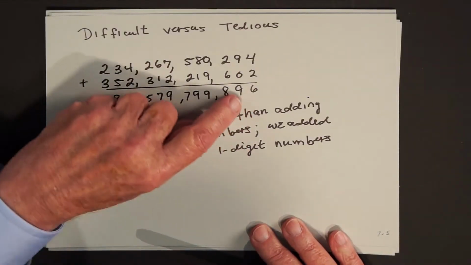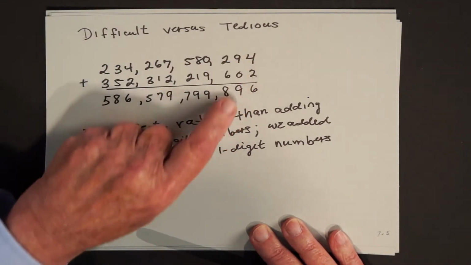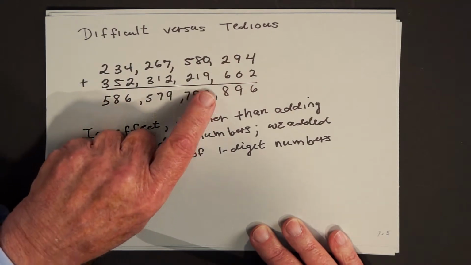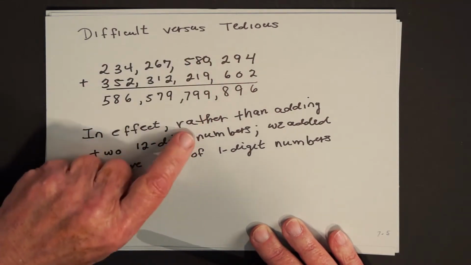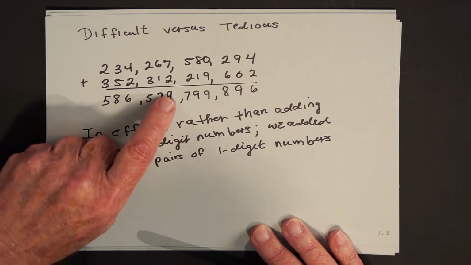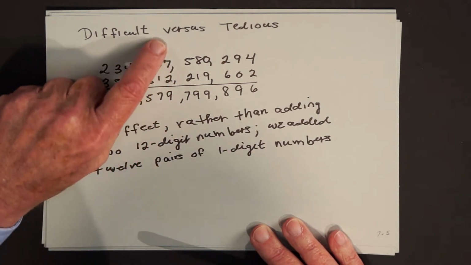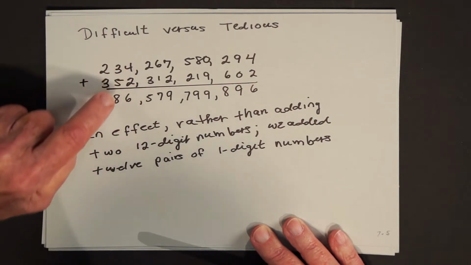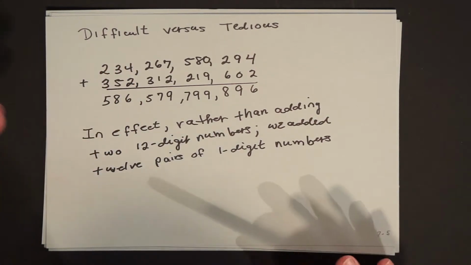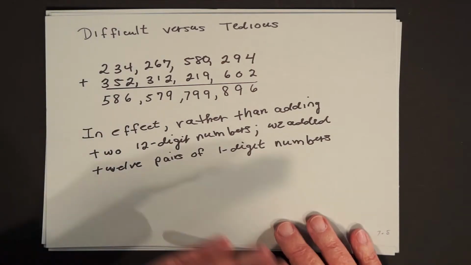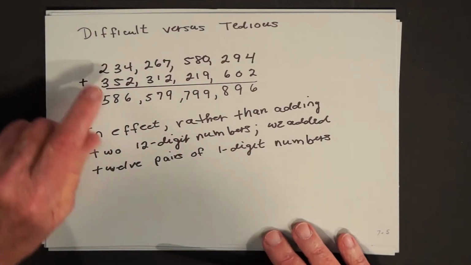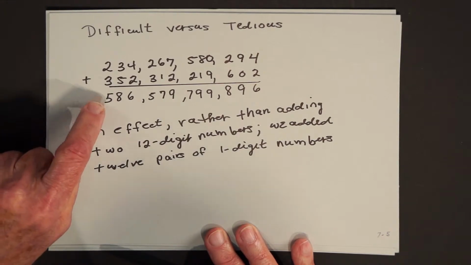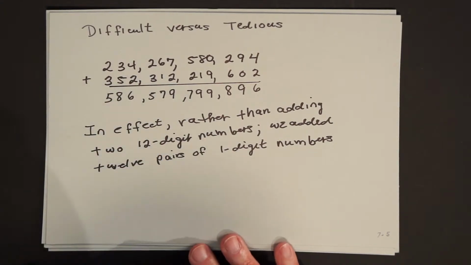What do we usually say? 2 plus 4 is 6, 0 plus 9 is 9, 6 plus 2 is 8, 9 plus 0 is 9, 1 plus 8 is 9, 2 plus 5 is 7, 2 plus 7 is 9, 1 plus 6 is 7, 3 plus 2 is 5, 2 plus 4 is 6, 5 plus 3 is 8, 2 plus 3 is 5. And I hope this sounded like a long, long chain, because what it emphasizes is the difference between difficult and tedious. We took two 12-digit numbers and replaced them by 12 single-digit additions.